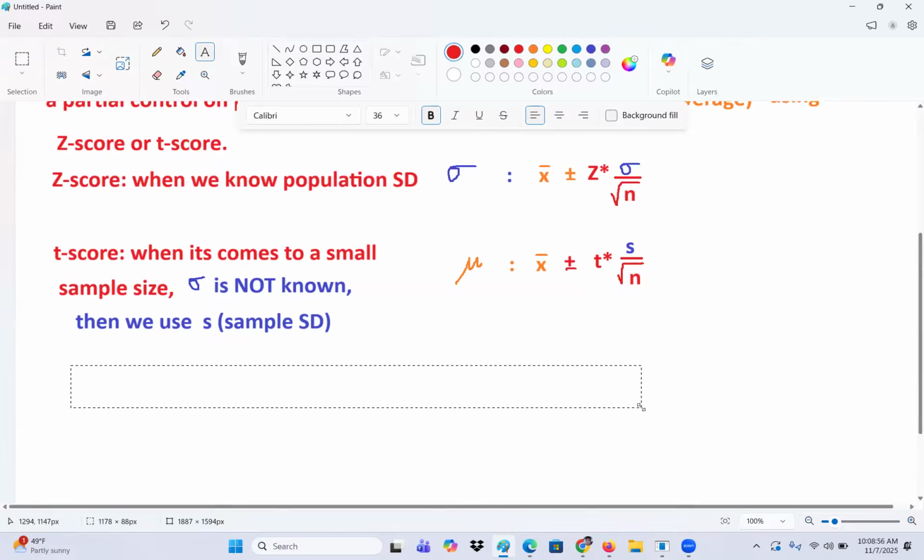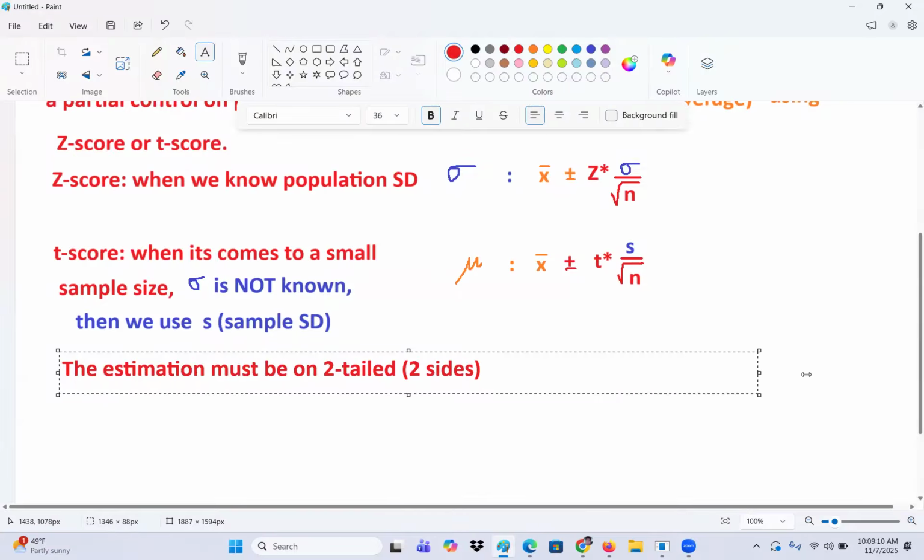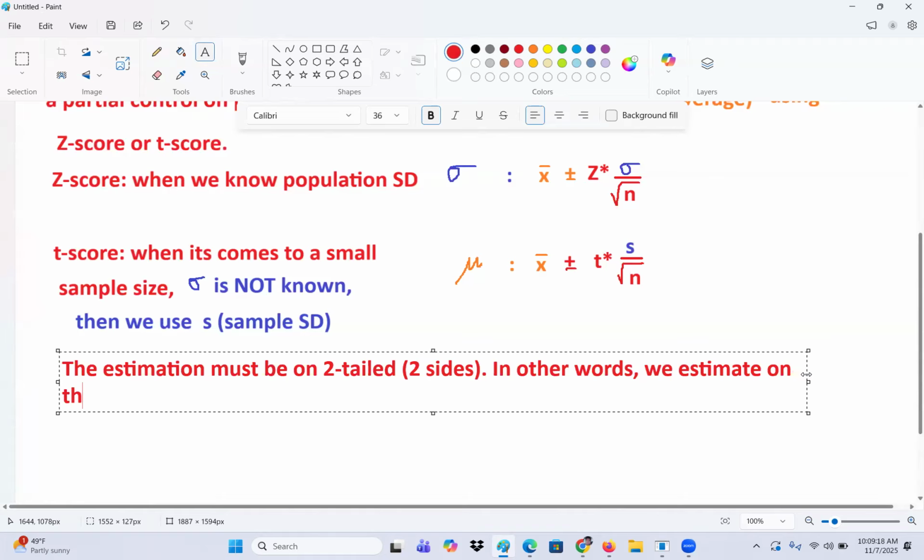And then the estimation must be two-tailed, right? Two sides, which is the upper limit and the lower limit. In other words, we estimate the lower limit and the upper limit of the interval.